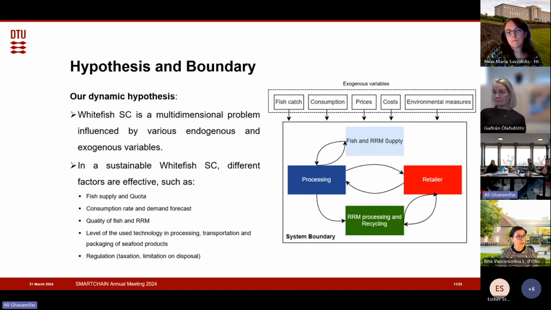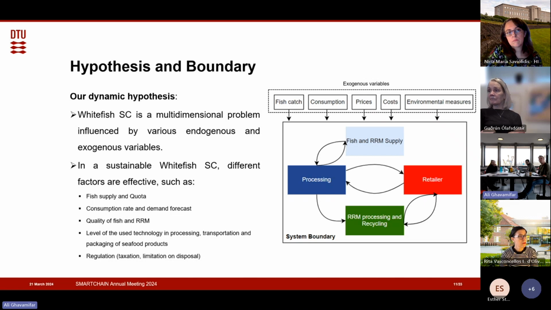And then I want to talk more about the methodology. So we first need a dynamic hypothesis. We can say that the whitefish supply chain is a multidimensional problem influenced by various endogenous and exogenous variables. So you can see the system boundary on the right side. We categorized our system into 4 modules: fish and raw material supply, the processing side, the retailer side, and finally the raw material processing and recycling. And you can see the interaction between these modules. And then we have some variables, exogenous and endogenous. The exogenous variables could be the fish catch, consumption, price, cost, and environmental measures.